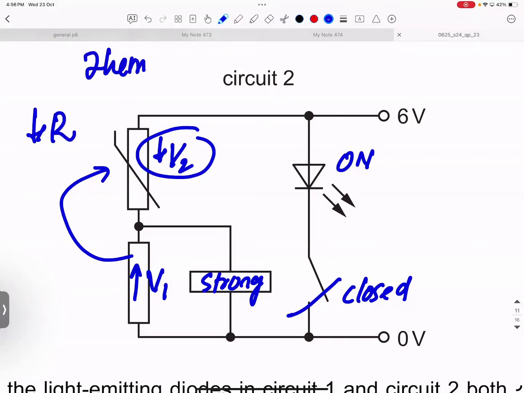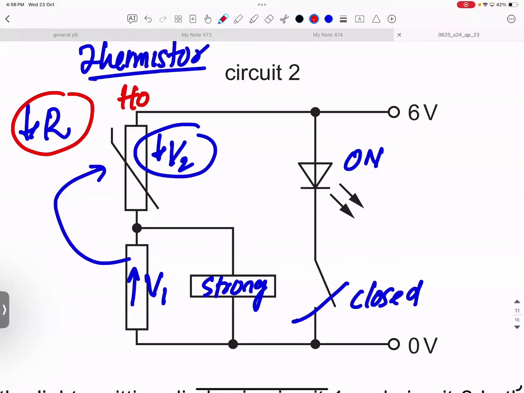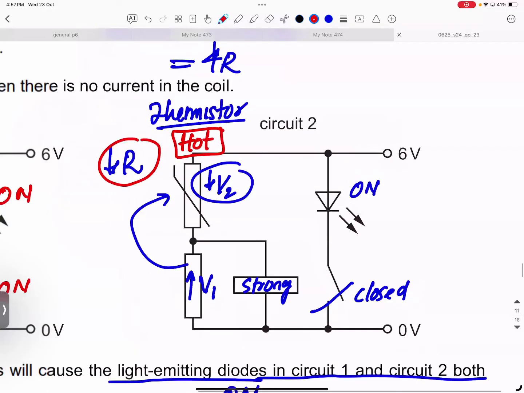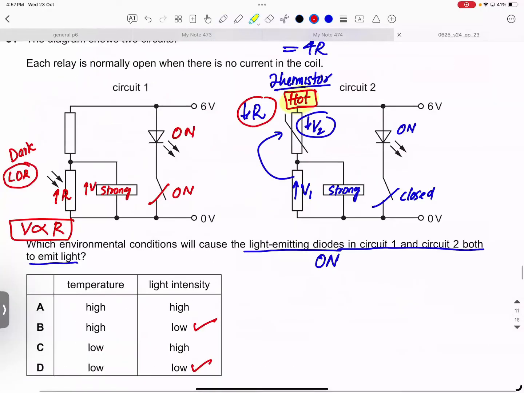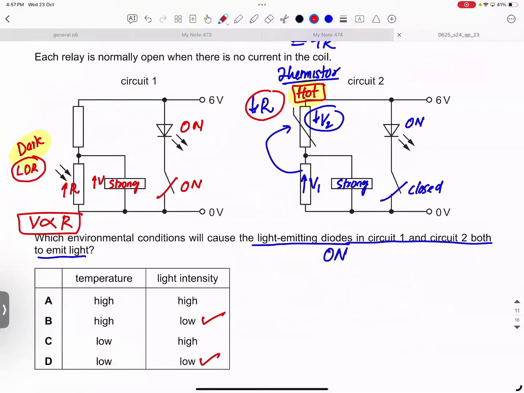Thermistor resistance can only be less if temperature is high, in hot conditions. So at hot condition, thermistor resistance will be less, its voltage will be less, and V1 will be more. This voltage will cause the electromagnet to be very strong. A strong electromagnet will close the switch. When the switch is closed, the LED will be on. So our answer should be hot and dark. Dark means less light. Hot means high temperature. Option B.